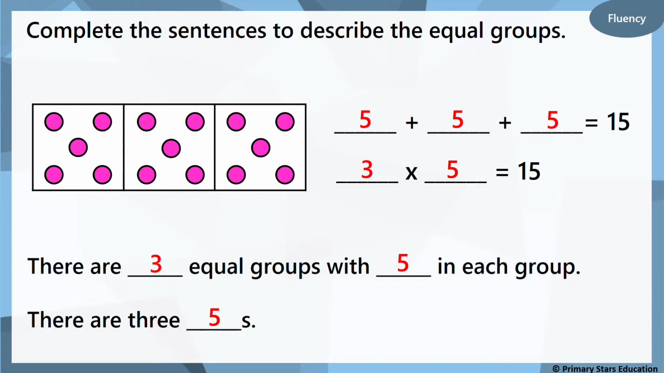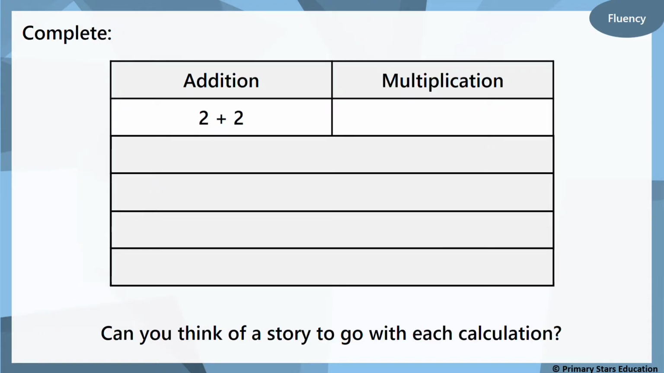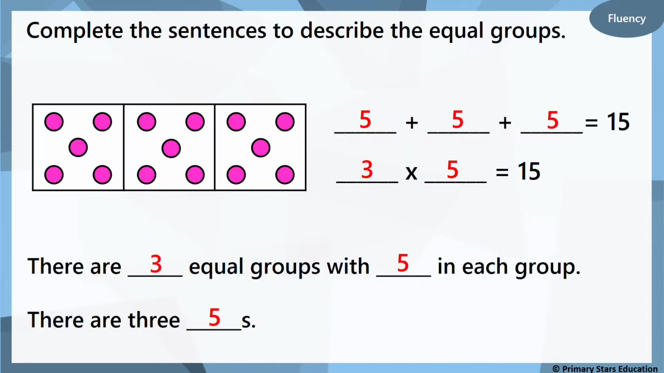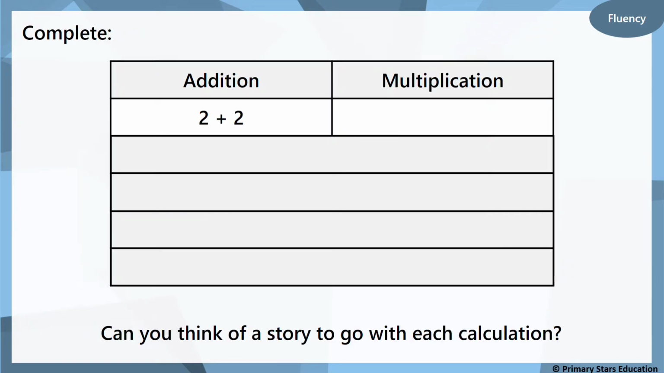Now, this is the tricky bit. Let's see if we can complete this. If I know that 2 add 2 equals 4, what will be the multiplication? Pause the video, give it a go. It'll be 2 times 2. We have 2 equal groups with 2 in each group. If you're struggling with that, draw the addition first, just like we saw in our last page here. Draw it as dice, see if it helps.